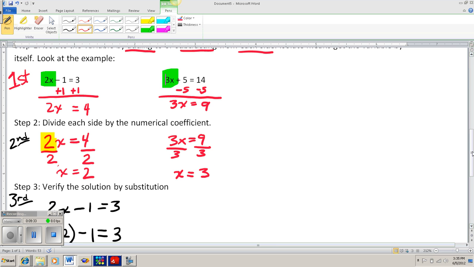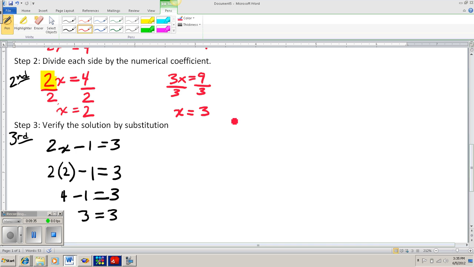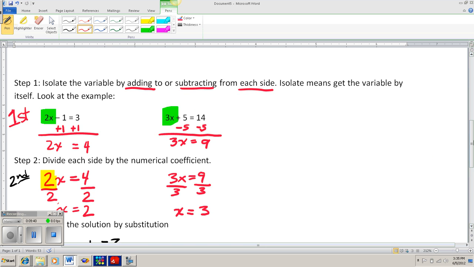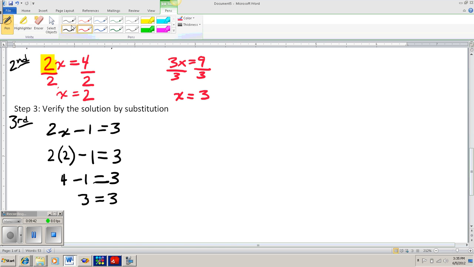So there's my answer. To finish, I need to verify it. Check. So I'm going to start with my original equation, which was 3x plus 5 equals 14.